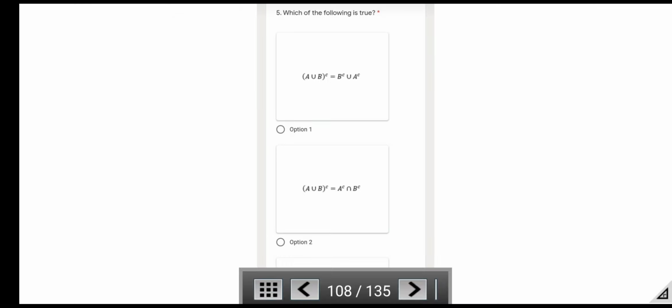Next question, which of the following is true? So according to De Morgan's law, this option is true. (A union B) complement is equal to A complement intersection B complement.